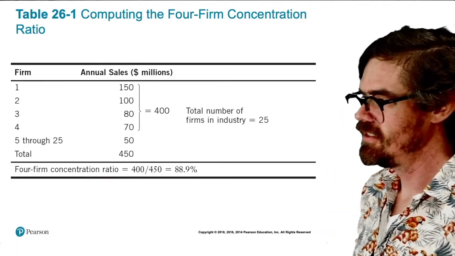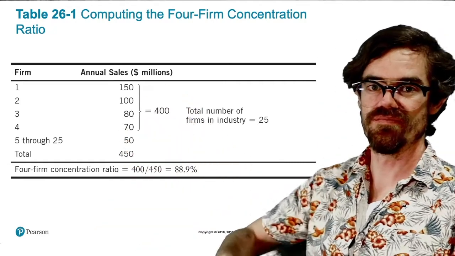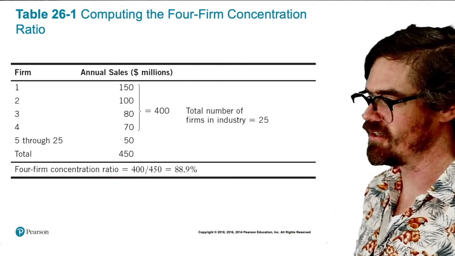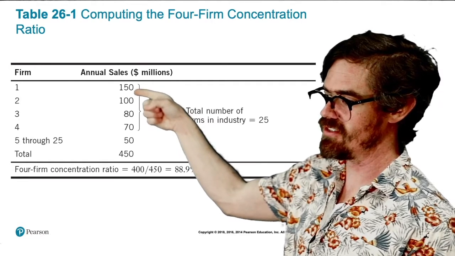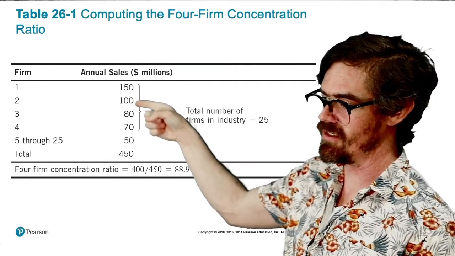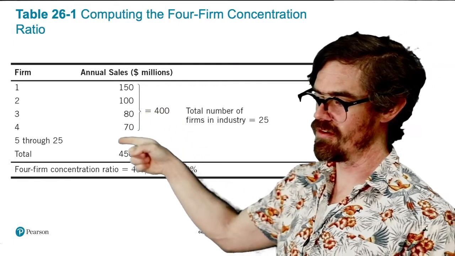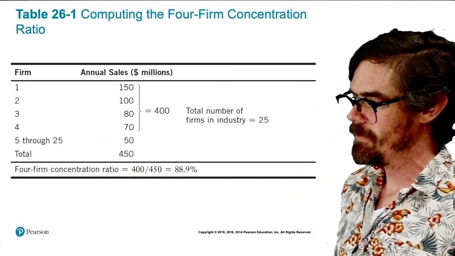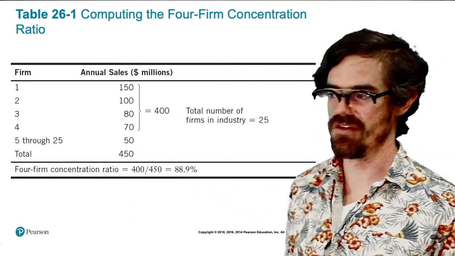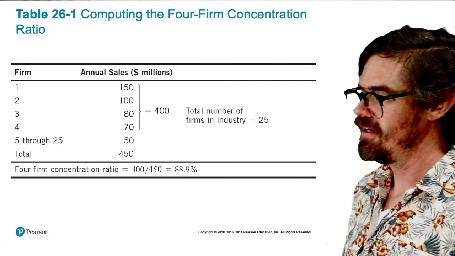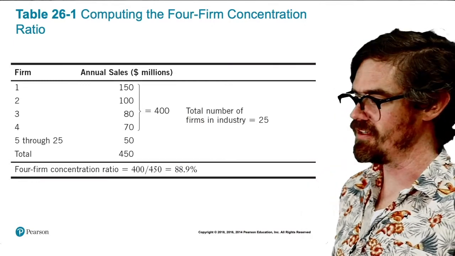Here's another example. Firms 1 through 4, their annual sales. This is giving us sales figures rather than percentages like we saw on the last slide. Firm 1 accounts for 150 million of the industry's sales, Firm 2 accounts for 100 million, 80 million for Firm 3, 70 million for Firm 4, and then 50 million for the remaining firms 5 through 25. So the industry has 450 million in sales as a whole. The top 4 firms account for 400 million of that 450 million total.